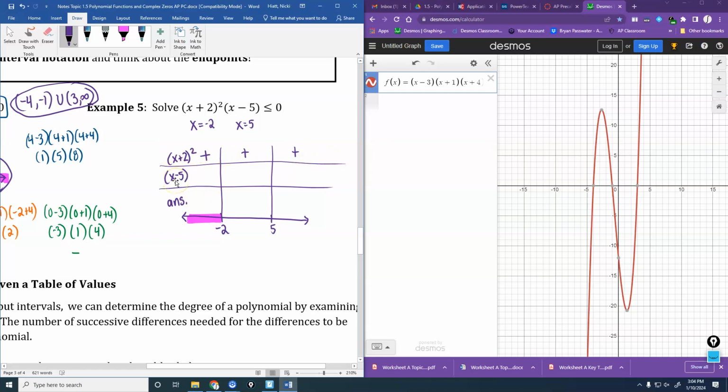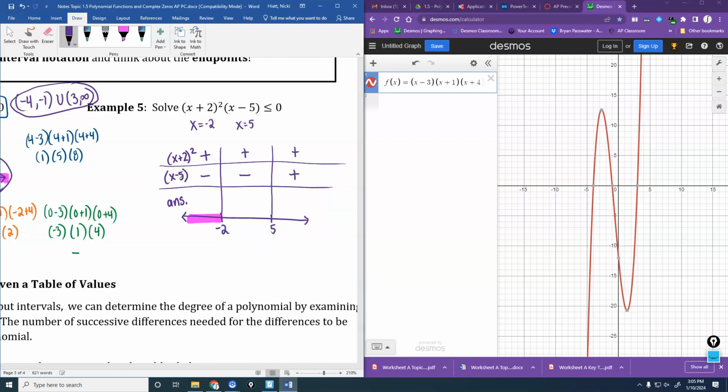Then I've got x minus 5. So I'm going to think of plugging in numbers. If I plug in like -3, -3 minus 5 will give me -8. That'll be negative on that section. Then I will do -2 to 5. I'll pick something between here, like 0. If I plug in 0 right here, 0 minus 5 still gives me a negative number. And then if I pick a number bigger than 5, like 6 or 7, if I do 6 minus 5, that gives me a positive number. So I have a positive right here.